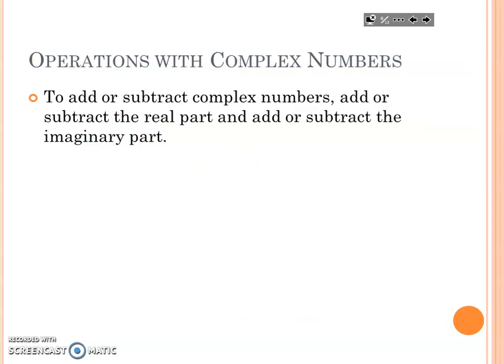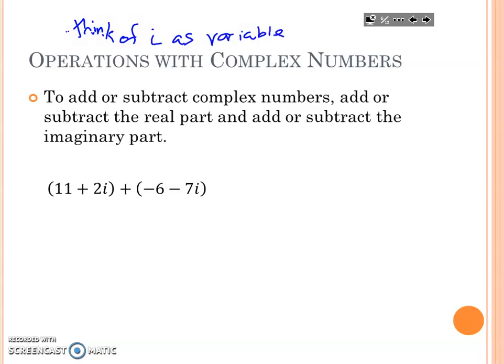To add or subtract complex numbers, you're going to add or subtract the real part, and then add or subtract the imaginary part. What I want you to think of, if I see this first problem on here, is to think of i as a variable. So we're going to think of i as a variable, which means we just need to combine like terms.